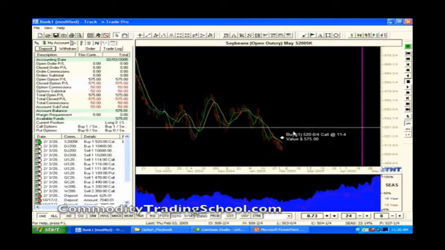Now, come option expiration, if the market's at 532.5, you'll get back the entire amount you paid. However, if it's below 520, your risk is limited to that amount. So you have limited risk, unlimited profit potential. Anything above this white line will be pure profit.